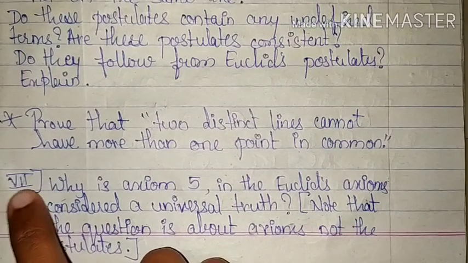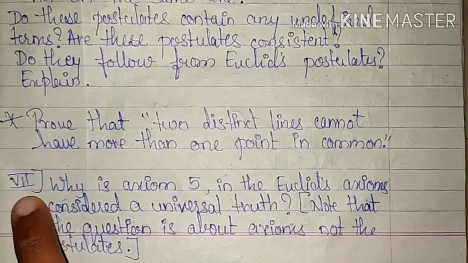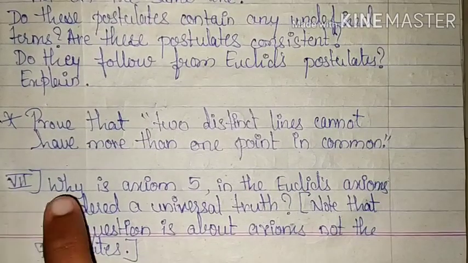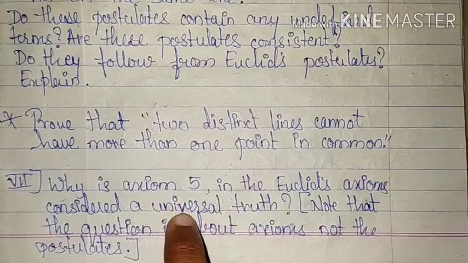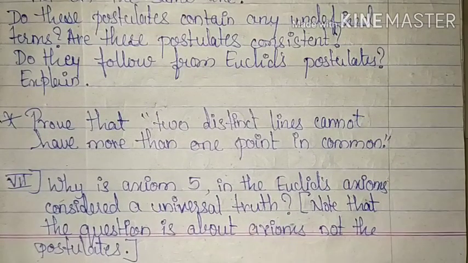And the third question is the seventh main from your exercise 2.1. Why is axiom 5 in Euclid's axioms considered a universal truth? This is not about the postulate, this is about the axiom. The axiom 5 says that the whole is always greater than the part. So why is that axiom considered a universal truth? You have to give the answer with reason. So these 3 questions are your homework.